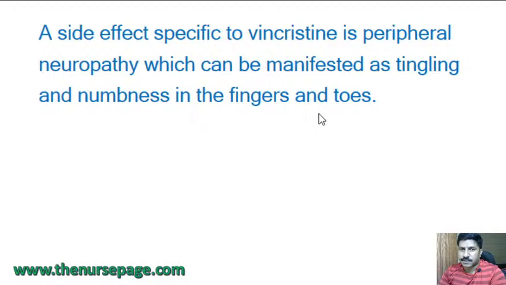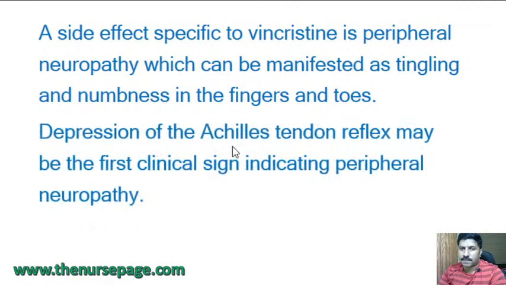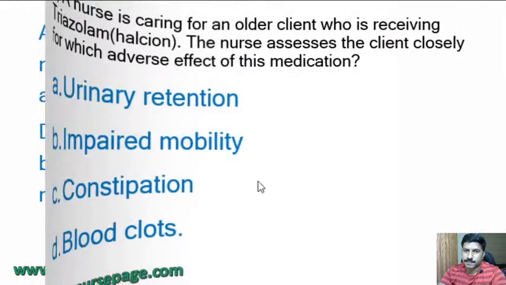the fingers and toes. Depression of the Achilles tendon reflex may be the first clinical sign indicating peripheral neuropathy. That is, while we are doing the Achilles tendon reflex in physical examinations, it will be a reduced reflex. So that is the first sign of peripheral neuropathy.